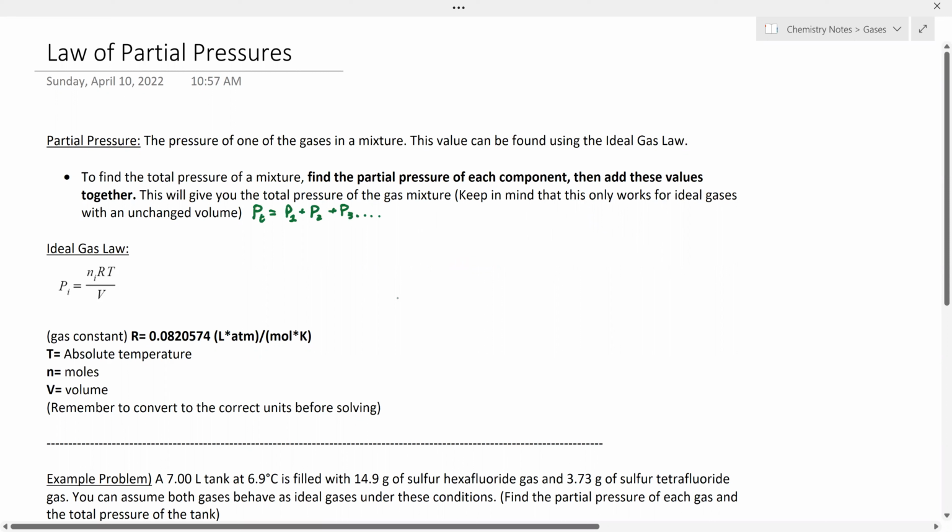Okay, and then the ideal gas law. We kind of use it everywhere. In this case, we're just talking about something simple, partial pressures, but it does go into a lot of the things that we've been talking about regarding gases. In this case, though, we just need to pay attention to the ideal gas law itself.